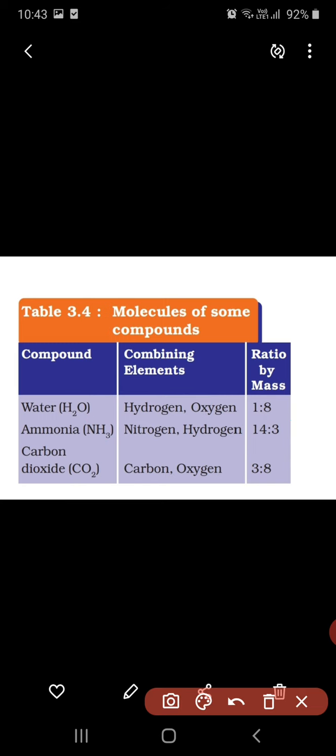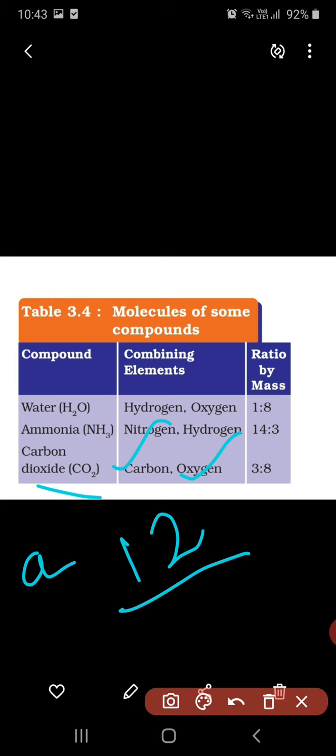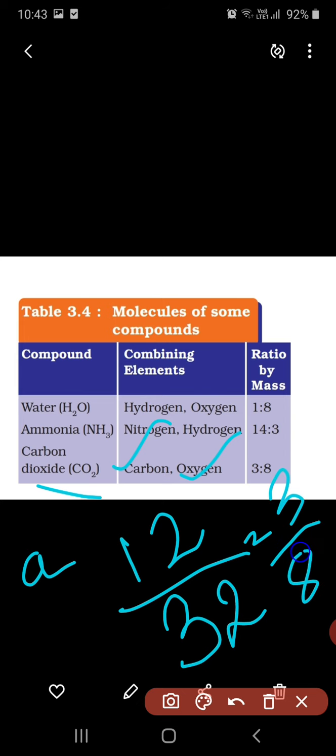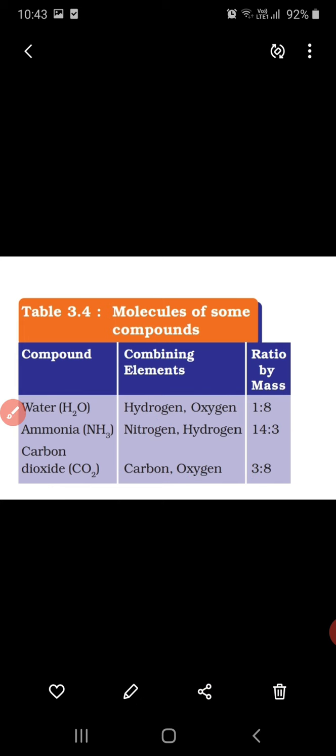Now move to carbon dioxide. There is 1 carbon atom and 2 oxygen atoms in carbon dioxide. The atomic mass unit for carbon is 12 and the atomic mass unit for oxygen is 16. For 2 oxygen atoms it is 32. After dividing both we get the ratio 3:8. So this is the method of calculating the ratio by mass of a compound.